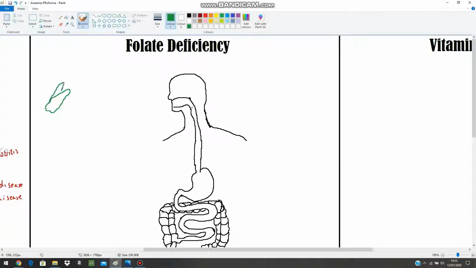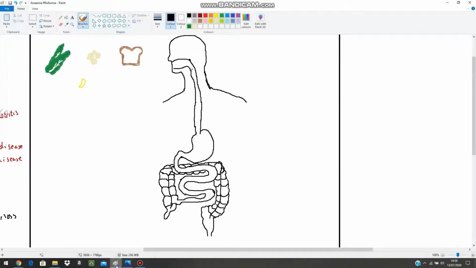Okay, so let's talk about folate deficiency. Where do we actually find folate in nature? Well, we might find it in leafy greens such as cabbages or kale, in chickpeas, fortified bread and cereal, and as well as that we might find it in nuts such as cashew nuts. So you can see the sources of folate are quite large.